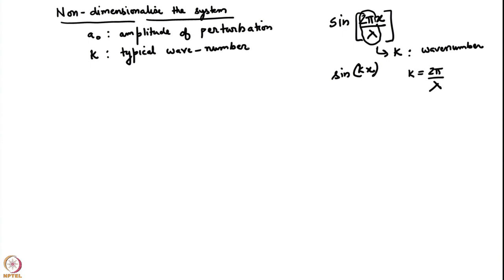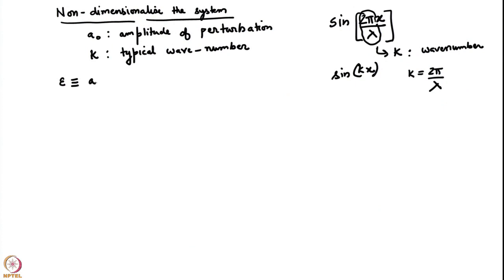We have an expectation that if my amplitude of perturbation, for a given wavelength, is sufficiently small, then I should be able to solve these systems using perturbation. What would be the small parameter here? You can see that epsilon, if I define it as A naught times k, or A naught times 2 pi by lambda. This 2 pi is not so important, it is the ratio of A naught by lambda.